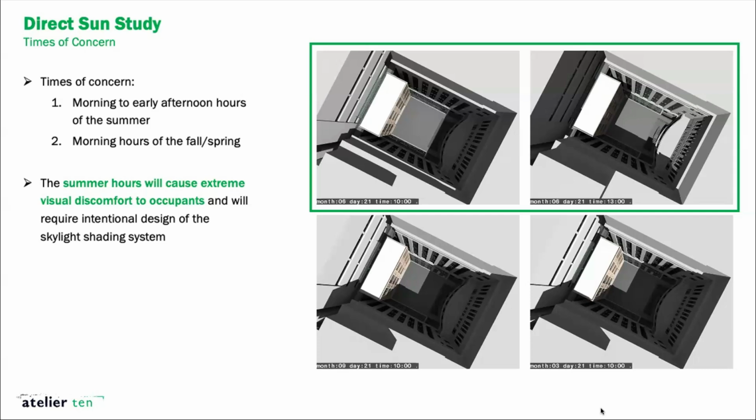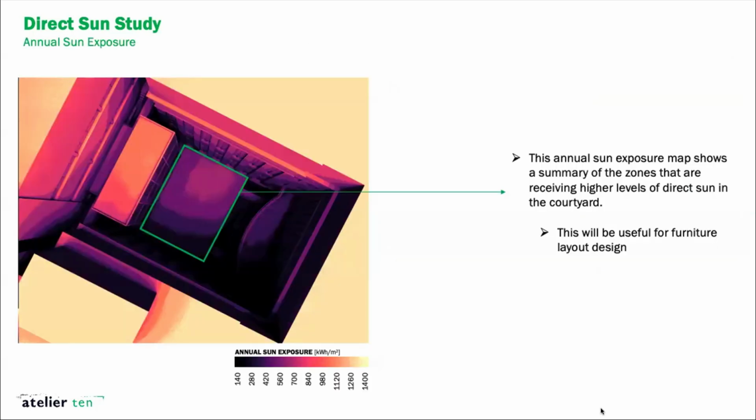Ultimately what we wanted to do is understand how we can modify the shading design within the skylight to mitigate this potential visual discomfort risk. It was also helpful for the architect to understand which areas in the courtyard are receiving more annual sun exposure throughout the year. So this is an annual sun exposure map, which was very useful for the architect to understand where to position the furniture within the courtyard, even after we design a shading design to mitigate this.